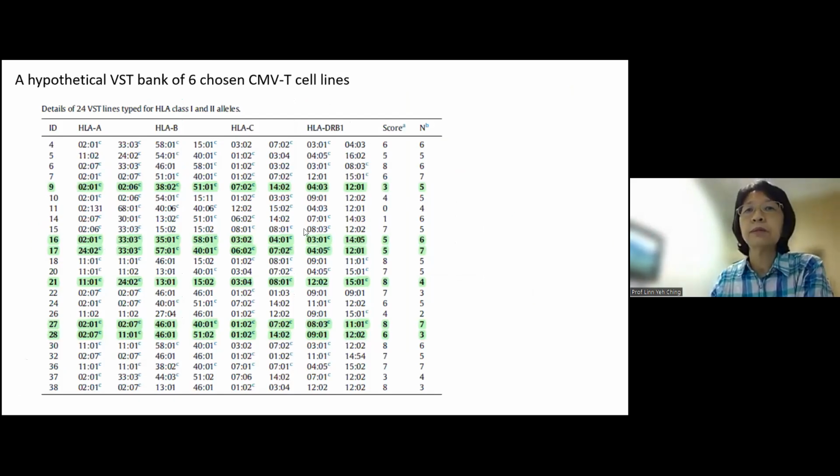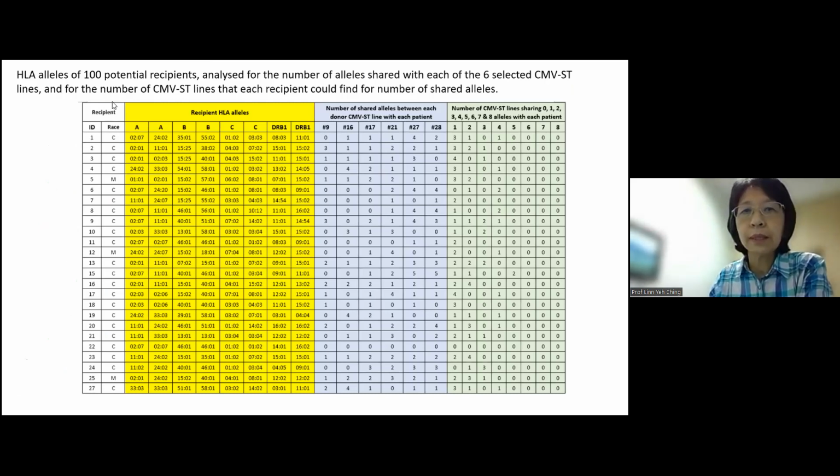From this list of 24 VST lines, we chose 6 lines, highlighted in green here, that are good CMV killers to form a hypothetical cell bank, to test how well this small bank of just 6 CMV T cell lines can cater for our patients. We obtained HLA typing of 100 patients who have undergone allogeneic transplant, so this is readily available information. The ethnic distribution of these 100 patients is representative of our local population. We then see how well these 6 cell lines can be matched with the HLA-A, B, C, DRB1 for each of these 100 patients.